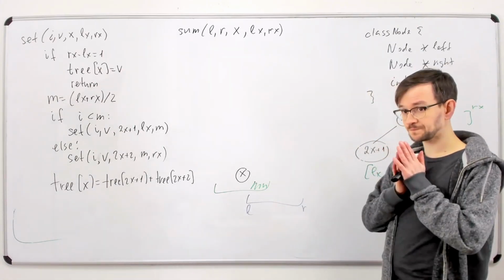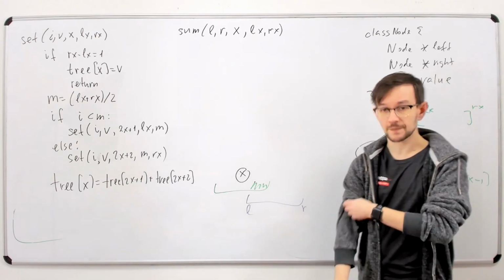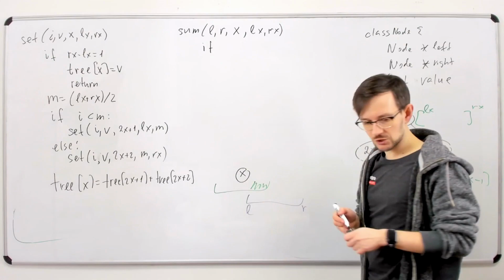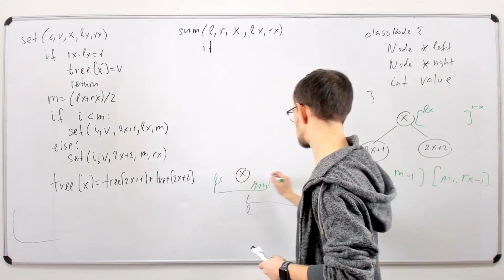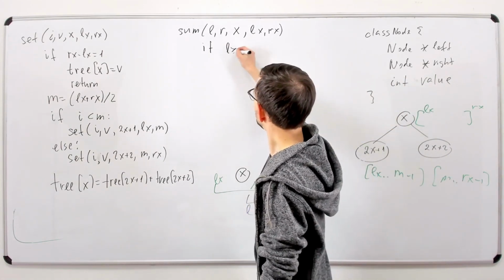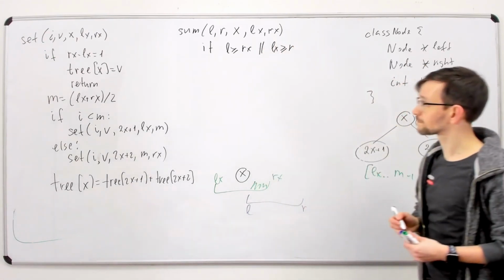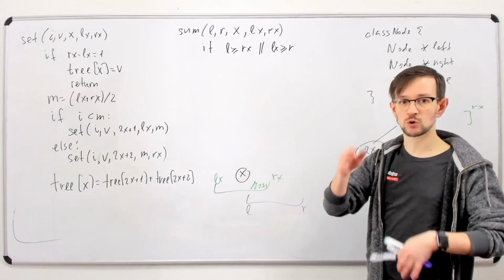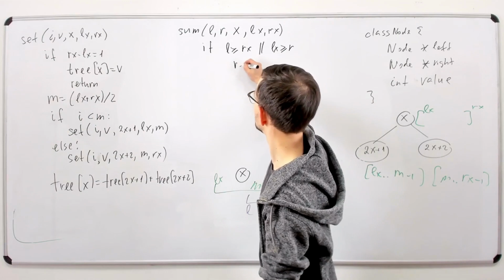Good. Let's go. So first, let's implement two optimizations. First optimization, if we are completely outside. So if these two segments do not intersect, so we have this segment from L to R and this segment from Lx to Rx. So they do not intersect if L is greater or equal than Rx, or if Lx is greater or equal than R. Then they do not intersect. If they do not intersect, then this intersection is empty. We need to find the sum of the empty set. Sum of the empty set is obviously 0, so we just return 0.